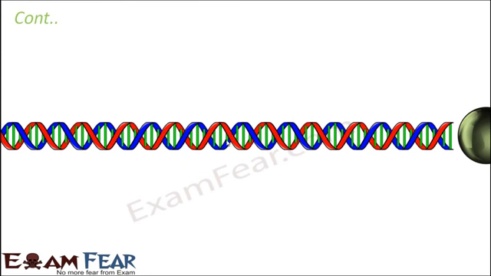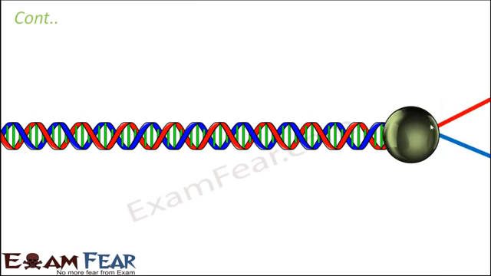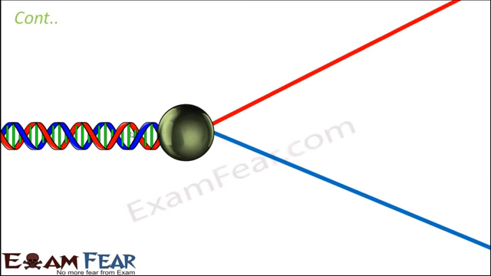Let us suppose this was your parental DNA, where you have the two strands, red and blue. One of them is 5' to 3', the other is from 3' to 5'. And this sphere you see here represents the enzyme helicase. Now what happens when the enzyme helicase comes in contact? As helicase moves through this DNA, it continuously breaks the hydrogen bonds. The green colored structures represent the hydrogen bonds joining the nitrogenous bases. As these bonds are broken, the red and blue strands get separated.